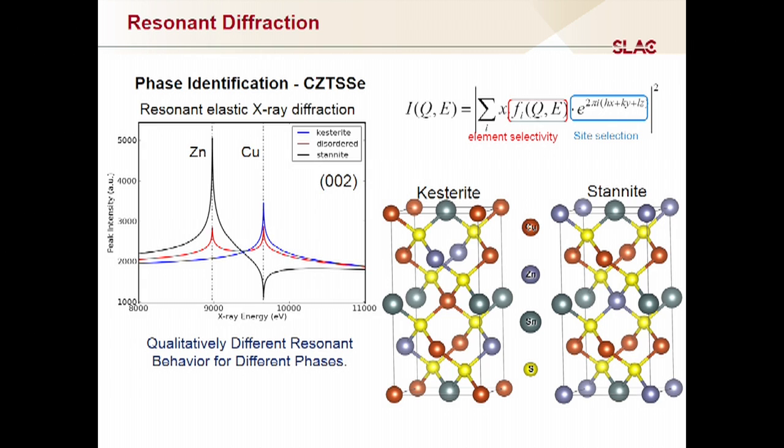But if you tune the X-ray energy that you're using, and you pick a certain peak, so this is the 002 Bragg peak, you see that they would have very different behaviors depending on the ordering of the copper and the zinc. And so if it's this one on the right, I would end up with this black curve as I change the energy. If it's the one on the left, I would end up with this blue curve. And if it's sort of a random distribution of the two, I'd end up with this red curve.